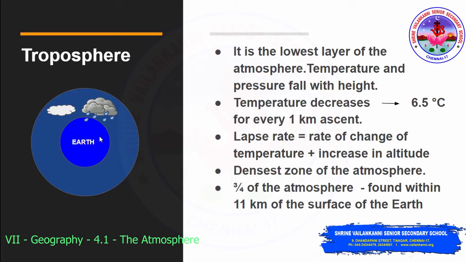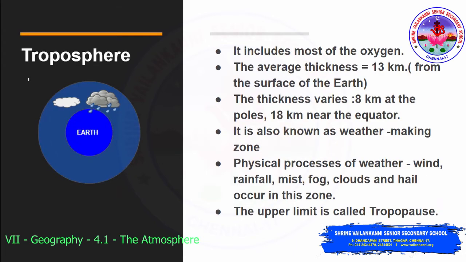So the troposphere is the densest zone of the atmosphere, and 3/4 of the atmosphere is found within 11 kilometers of the surface of the Earth. And this layer, the troposphere, includes most of the oxygen we need to breathe. The average thickness, that is altitude or height from the surface of the Earth, of the troposphere is 13 kilometers. So the thickness varies. At the poles it will be 8 kilometers in thickness, and near the equator it will be around 18 kilometers.